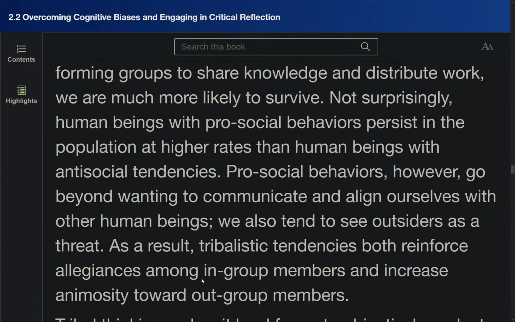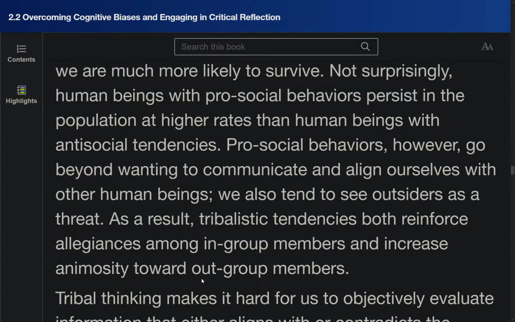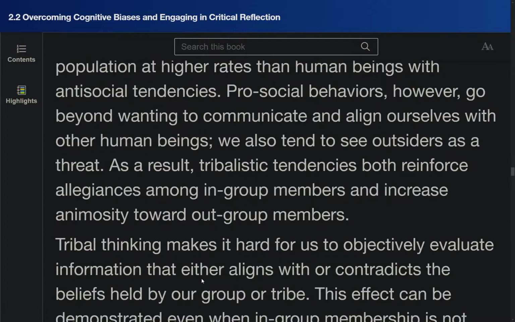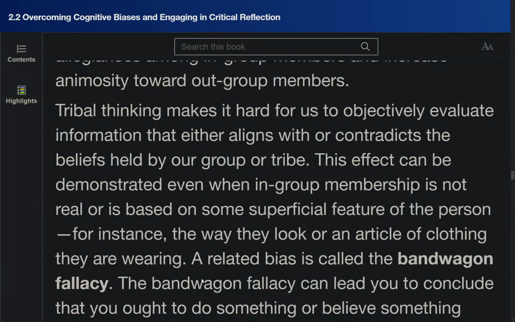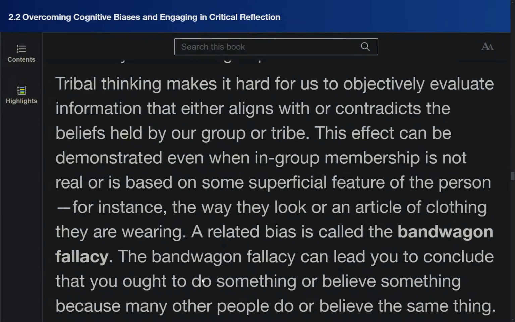Pro-social behaviors, however, go beyond wanting to communicate and align ourselves with other human beings. We also tend to see outsiders as a threat. As a result, tribalistic tendencies both reinforce allegiances among in-group members and increase animosity toward out-group members. Tribal thinking makes it hard for us to objectively evaluate information that either aligns with or contradicts the beliefs held by our group or tribe. This effect can be demonstrated even when in-group membership is not real or is based on some superficial feature of the person, for instance the way they look or an article of clothing they are wearing.